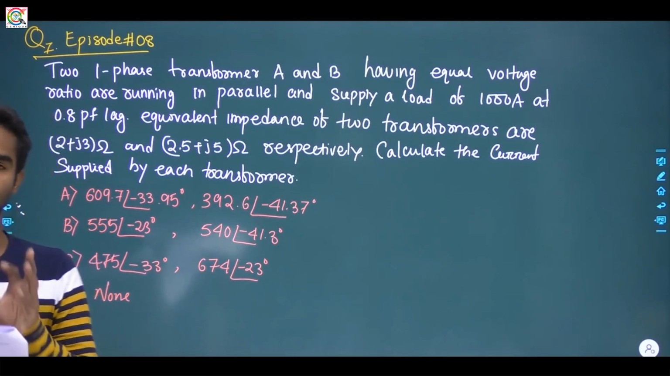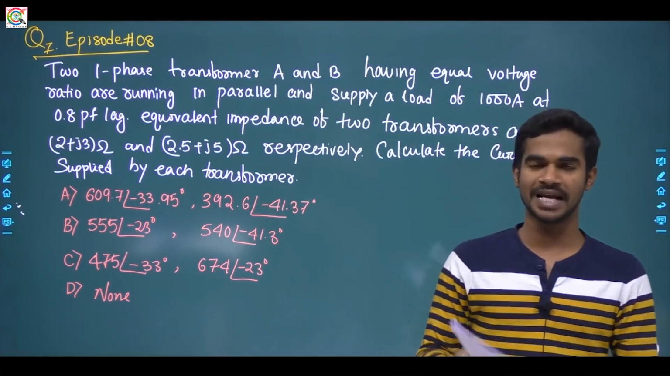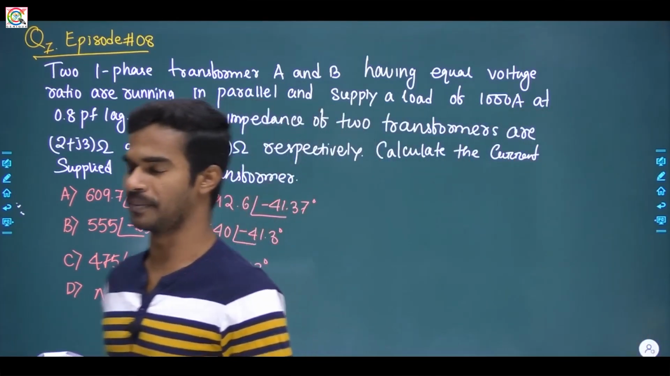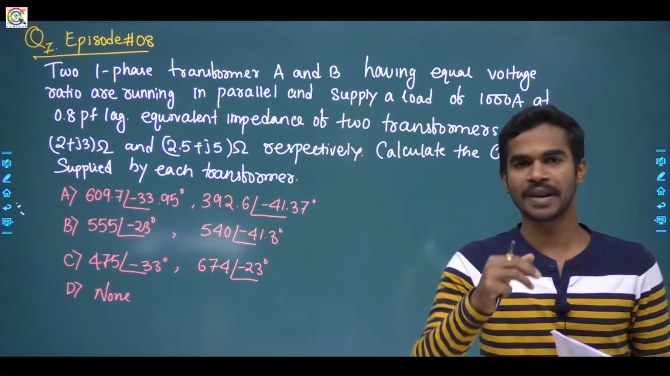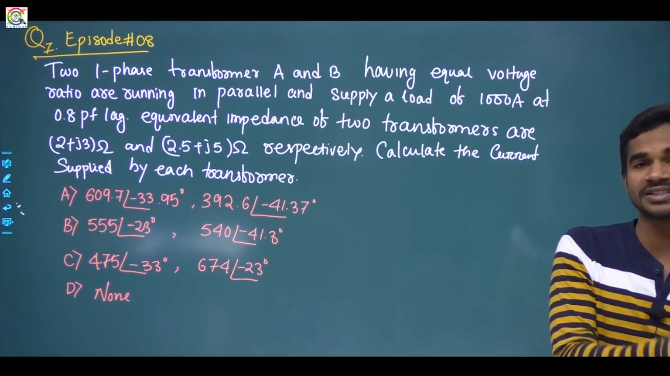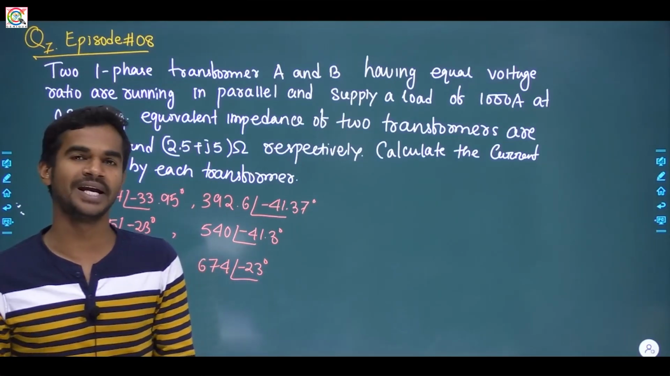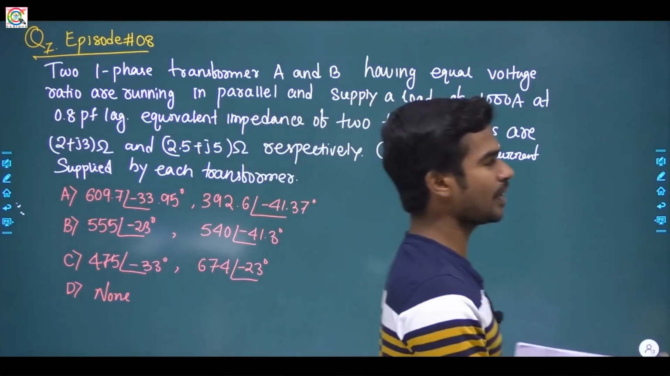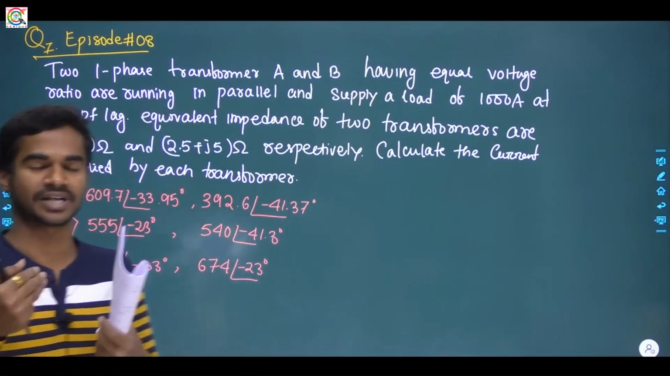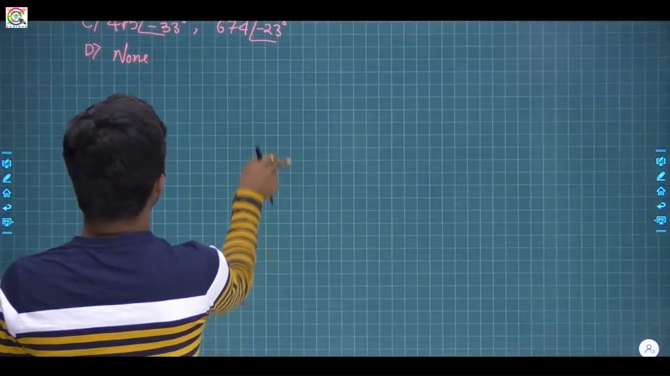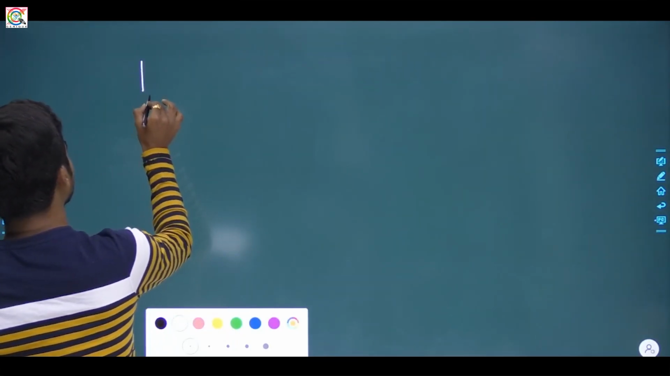So this question is based upon the parallel operation of the transformer. You know the necessary condition of the parallel operation and also the desired condition of the parallel operation. So if two transformers are connected in parallel and they are supplying a common load, then there must be a power shared, the kVA shared by two individual transformers. So how to find the kVA shared by each individual transformer? What we have to do? We have to find the equivalent circuit of the transformer.